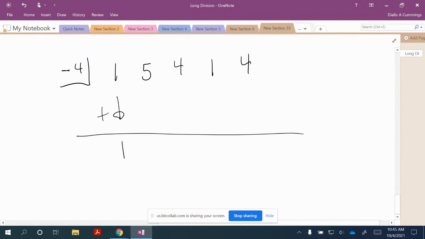All right, so remember that the first term always comes down. Now we're going to simply multiply and add. So -4 times 1 is -4. 5 minus 4 is 1. -4 times 1 is -4. 4 minus 4 is 0. -4 times 0 is 0. 1 minus 0 is 1. -4 times 1 is -4. And our remainder is 0.